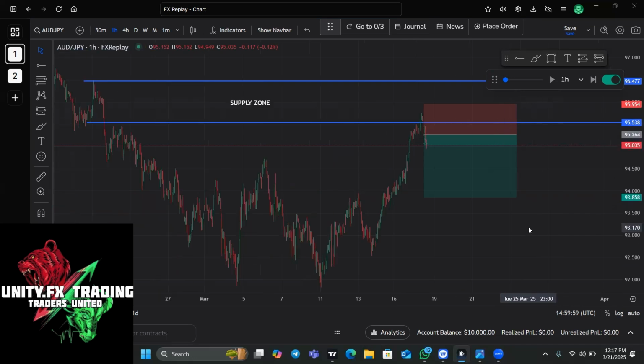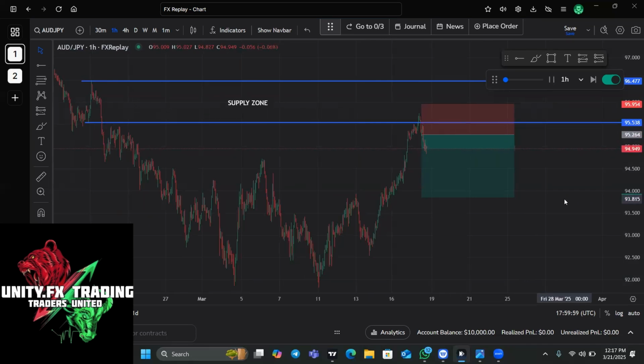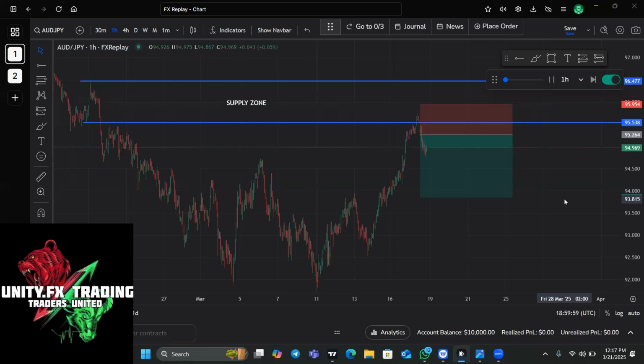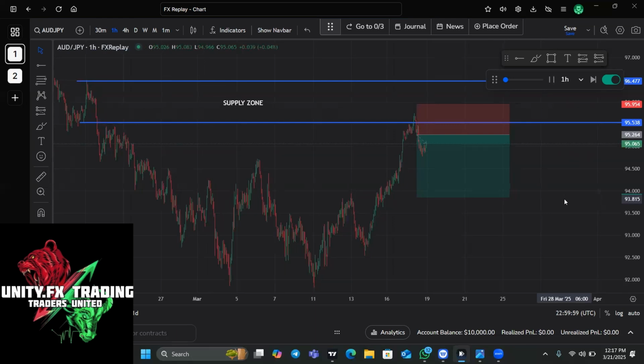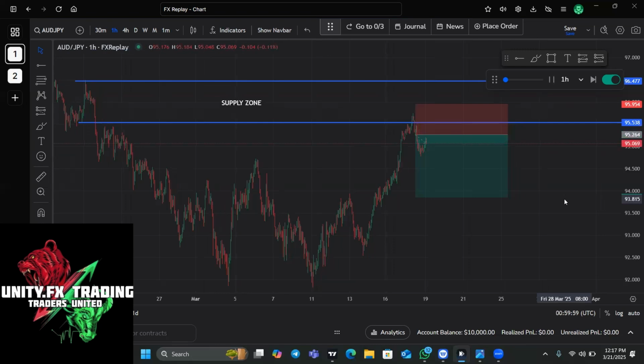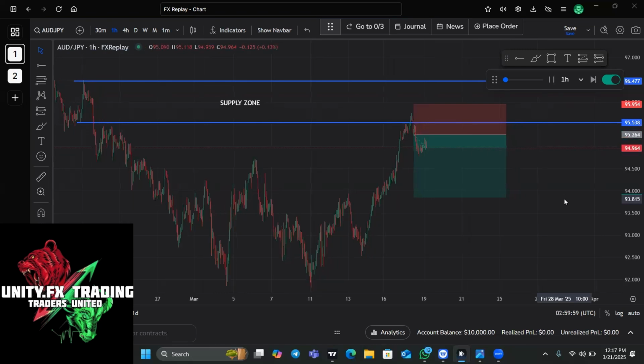So basically, guys, this is what we were waiting for, for price to come into our supply before we took the trade. And then this is how the trade played out, guys, after holding the trade for such a long time. So let's just watch how the trade went, and I'll explain a bit more now.